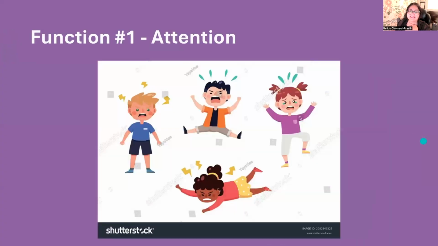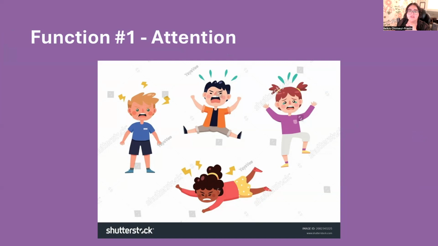The first function is attention. Some students engage in behaviors because they want interaction, whether it's from you, their peers, or even the whole class. That interaction might be positive, like praise or laughter, or negative, like being scolded. But in either case, it's still an interaction and it's still attention.